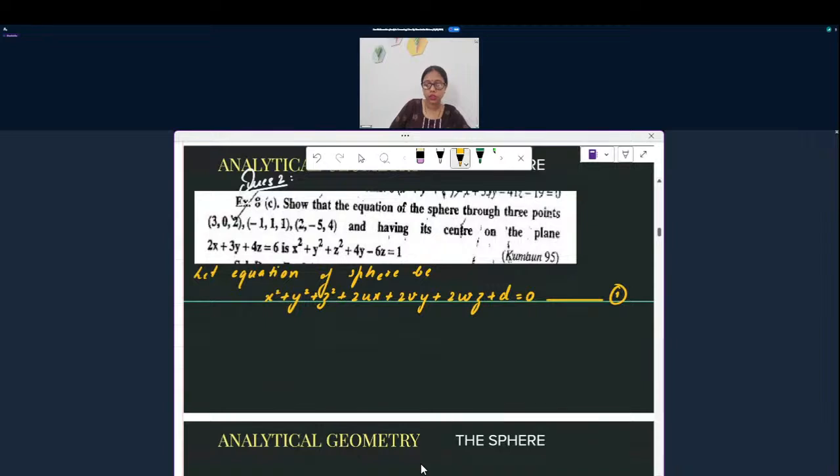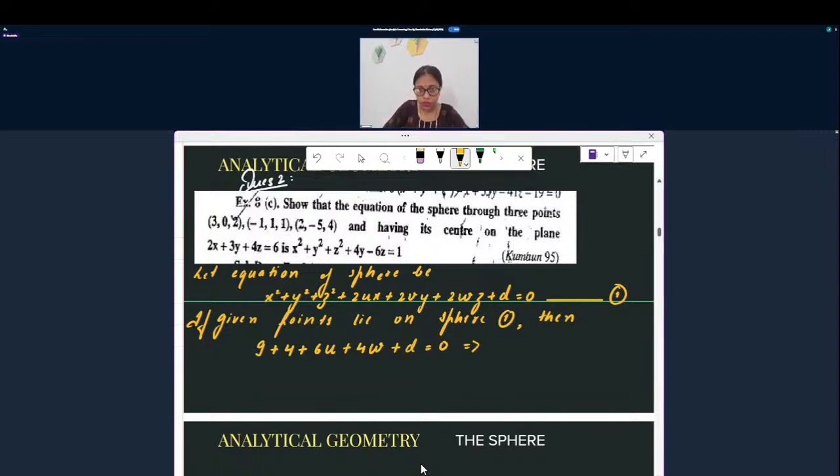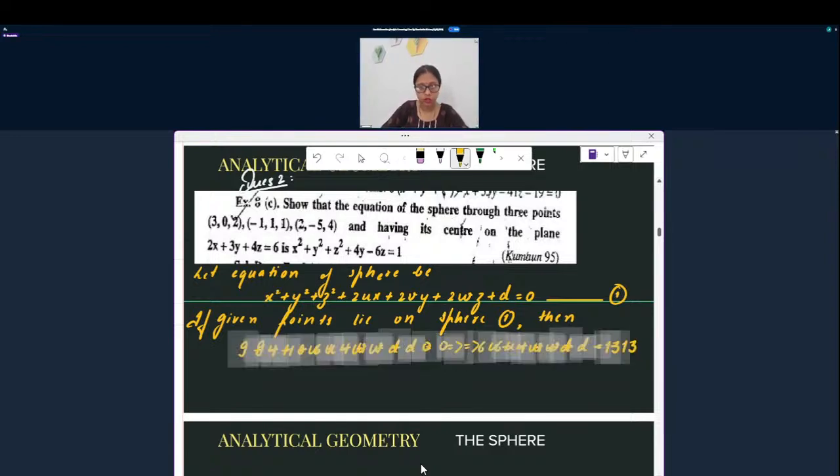So if the given points lie on sphere 1, then 9 plus 4 plus 6u plus 4w plus d is equal to 0, which implies, d has nothing in common, so 6u plus 4w plus d is equal to minus 13. That's the first equation from the first point.